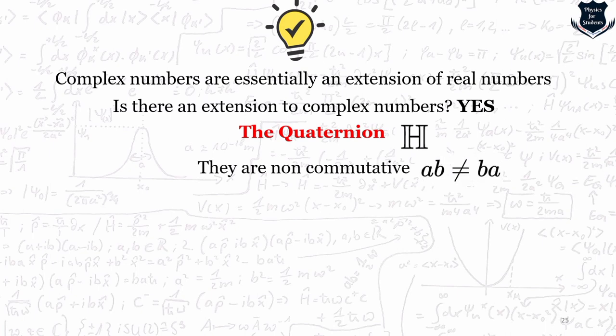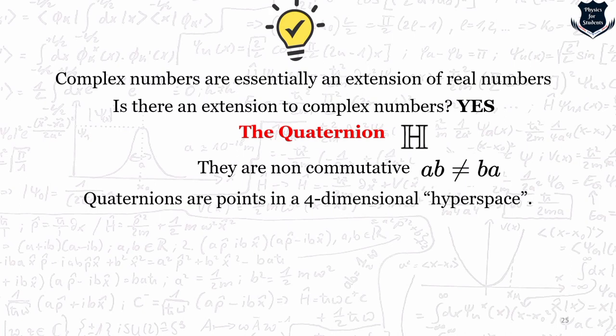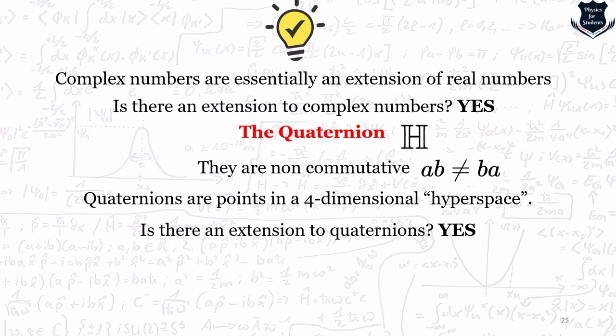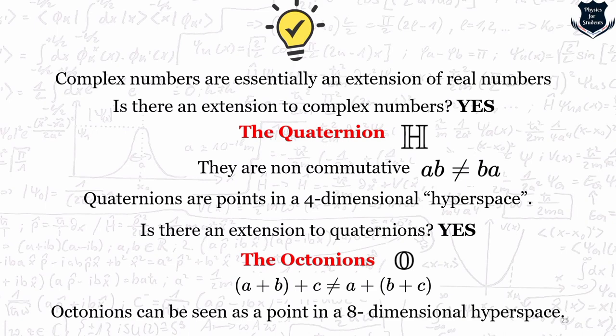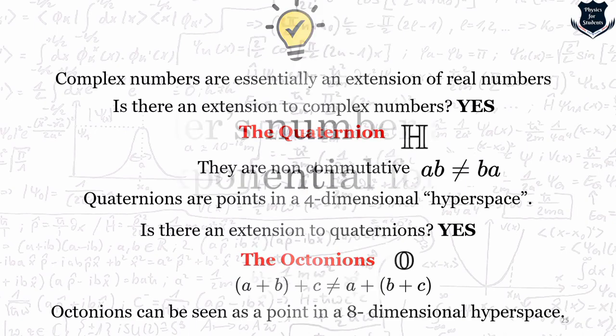This quaternion has a feature that they are not commutative, that is AB would not be equal to BA, and quaternions are points in a four-dimensional hyperspace. So dealing with hyperspace, you will come across quaternions. The next obvious question, which is keeping you busy in your mind, is whether there is an extension of quaternions. And the answer is yes, and they are called octonions, denoted by the bold O. The octonions have a feature something like this, and something like this. So octonions can be seen as a point in an 8-dimensional hyperspace.